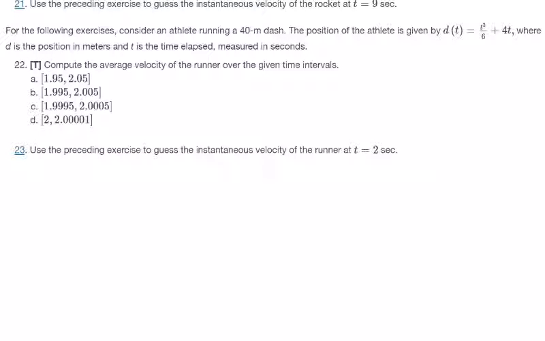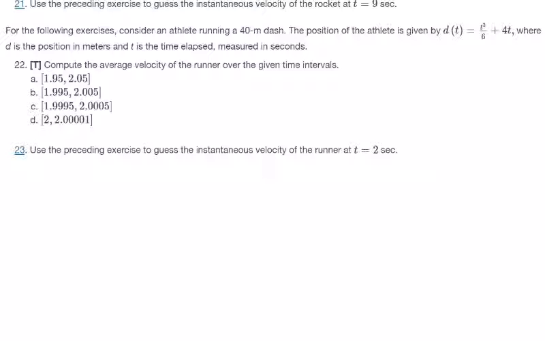All right, here's number 22. For the following exercises, consider an athlete running a 40-meter dash. The position of the athlete is given by d of t equals t cubed over 6 plus 4t, where d is the position in meters and t is the time elapsed measured in seconds.